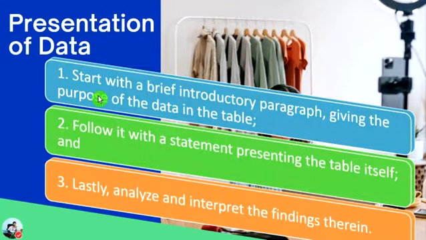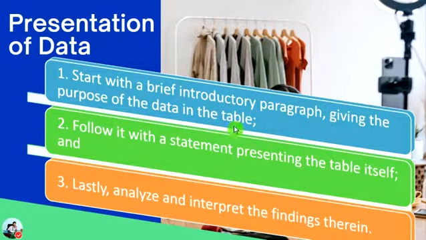Again, in the first part, there's an introductory paragraph. It is a generic discussion. It provides information on the entire set of tables that you presented in chapter 2. In the second part, it follows with the statement presenting the table itself. Under the generic paragraph, especially for the first table, there is another statement presenting the specific table. At the top of the table, there's still a statement providing information on that specific table. And then under the table, there is a statement that provides analysis and interpretation of the findings. These three are important parts in the presentation of data.